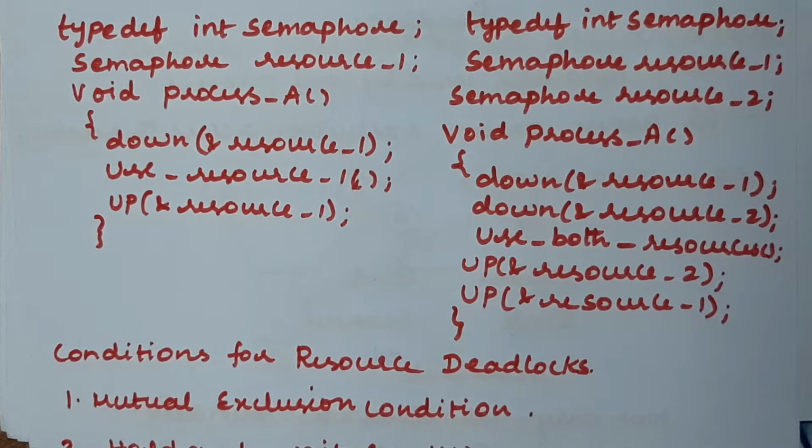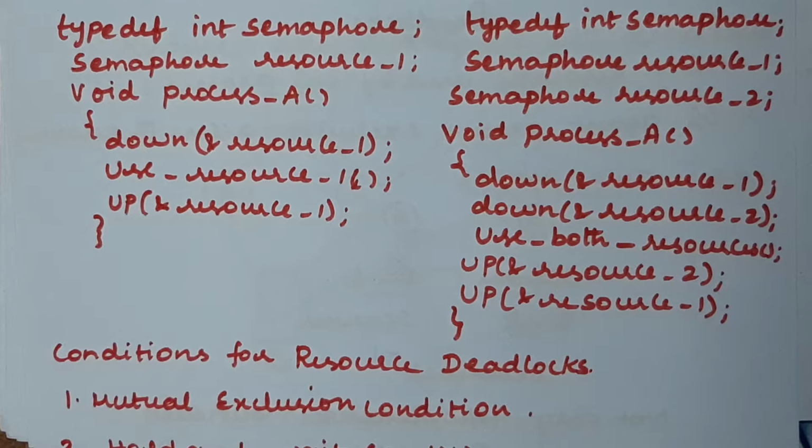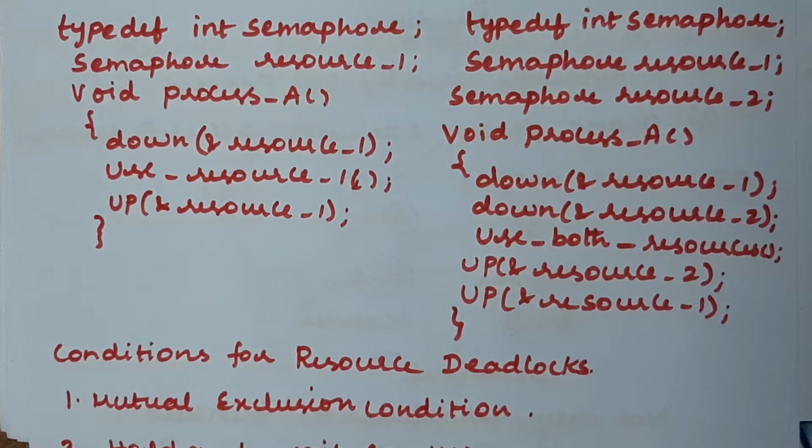Hello everyone. In this video we will discuss what are all the conditions for resource deadlock. Before that, we need to follow the sequence of events for each and every process, because the process may request the resource and afterwards it can use that resource, and after using it, it has to release the resource. If it does not follow this sequence of events, then it will lead to deadlock.